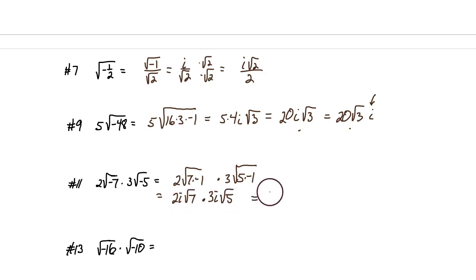2i times 3i is 6i squared. And the radicals multiply together as well. 7 times 5 is 35 in the radical. Now is this done yet? Is it done when you have an i squared? It's not, because i squared, remember, is negative 1. So we get negative 6 times the square root of 35.